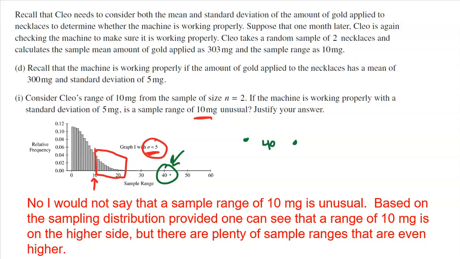But a range of 10 is simply not unusual at all. Looking at that sampling distribution, it doesn't appear to be high. I would venture to say maybe 20 to 25% of ranges are more than 10, which again is not unusual.